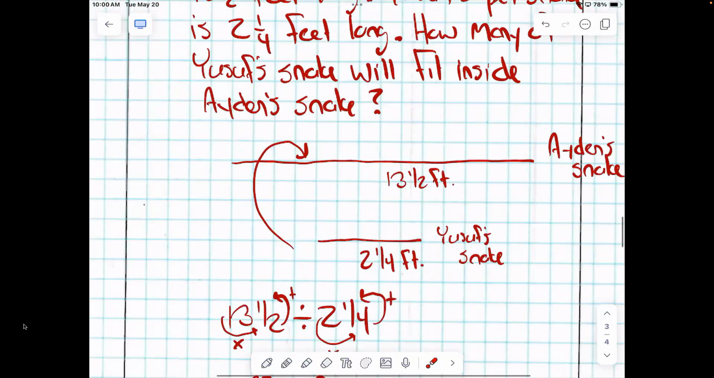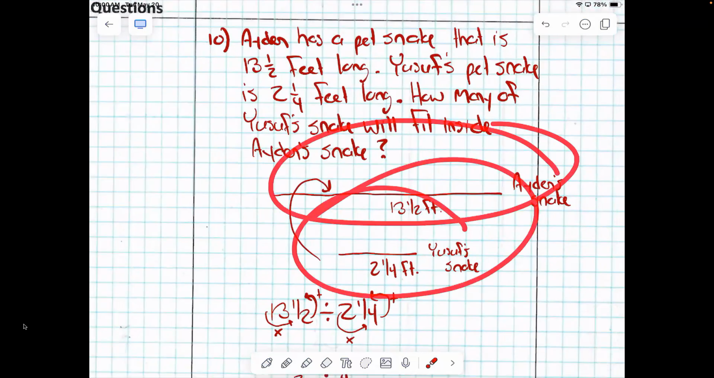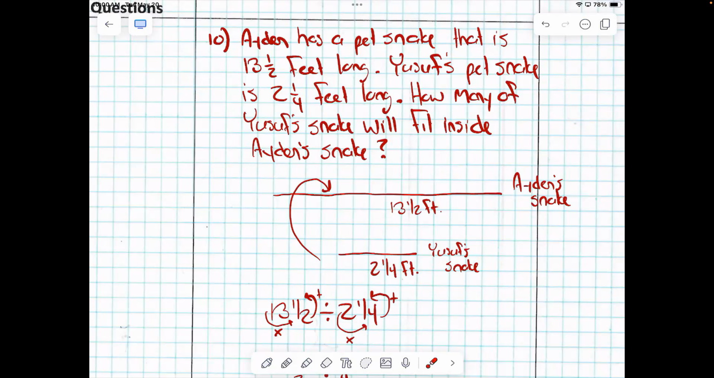Last one, I'm not going to talk much about this one, but it was a word problem. What did I do to help me figure out what the math problem would be? Draw a picture. Cool beans?